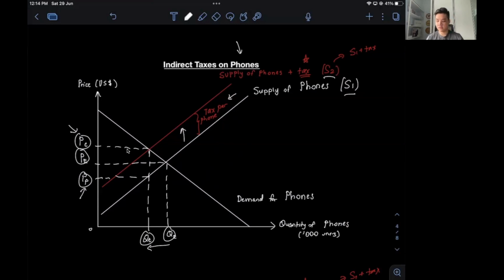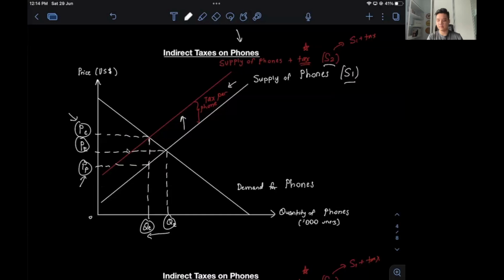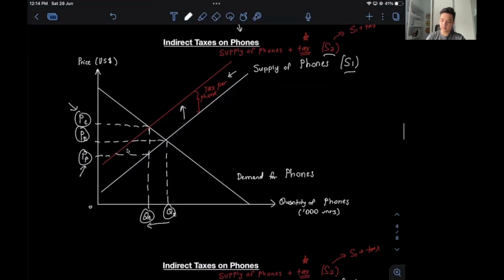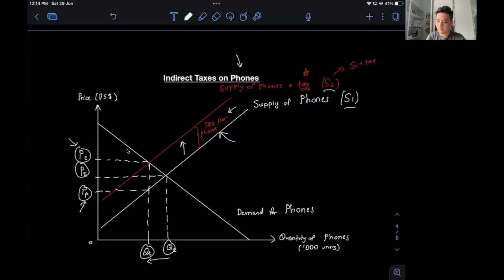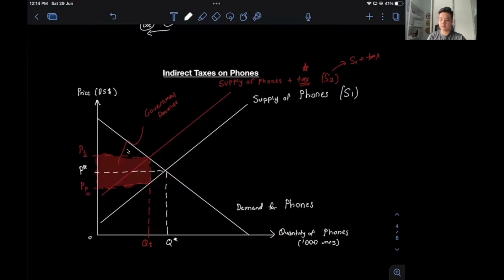So this explains that divergence in terms of price. PC is the price that consumers pay, and PP is the price that producers receive as a result of subtracting the tax. In this diagram, you'll see that the gap between supply curves S1 and S2 is the tax per phone produced. Earlier we also mentioned that taxes act as a source of government revenue. Government revenue is the difference between what consumers pay and what producers receive multiplied by the actual quantity of phones sold. So government revenue is reflected in this diagram as the shaded red rectangle.